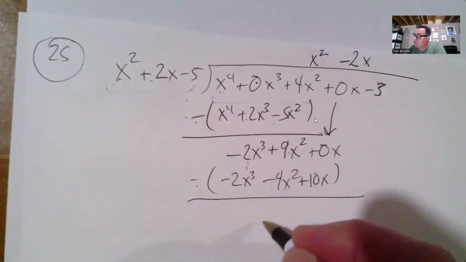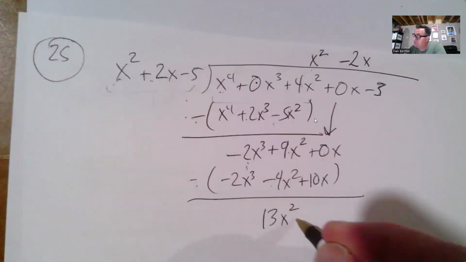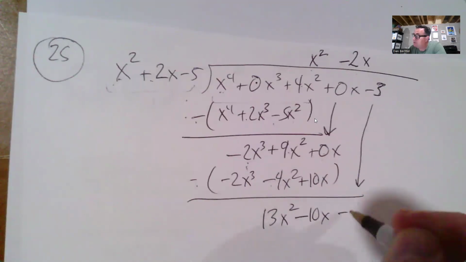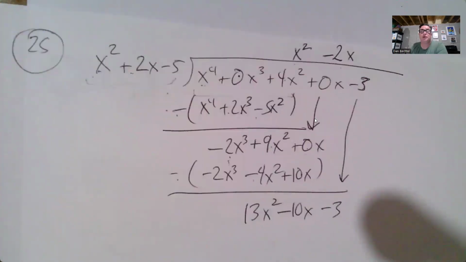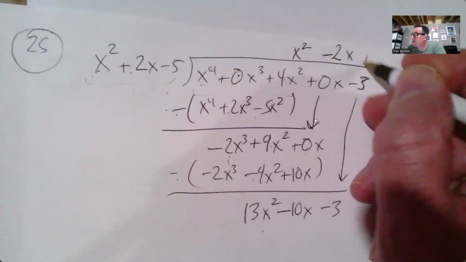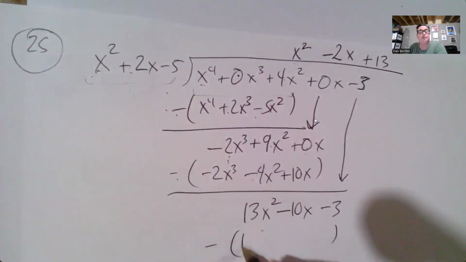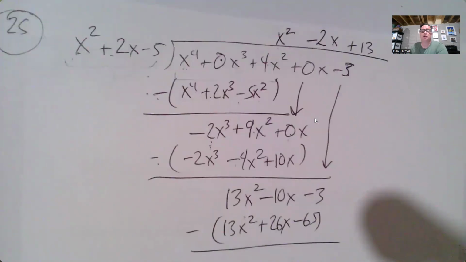9 minus negative 4 will give you 13x squared. 0 minus 10 is going to give me negative 10x. And then bring that negative 3 down at the end of this one. Pretty sure we're going to have a remainder for this guy. Okay, so to get that 13x squared canceled out, I will have to multiply this by a 13. And when I multiply that across, I will have 13x squared plus 26x minus 65. Yeah, there will be some solid remainder for this one.